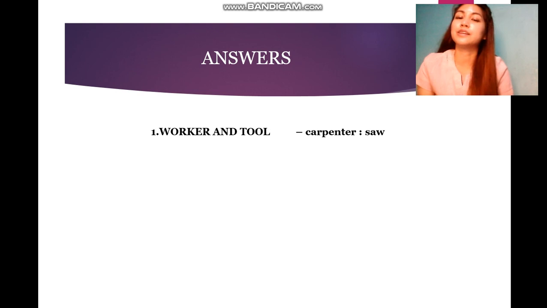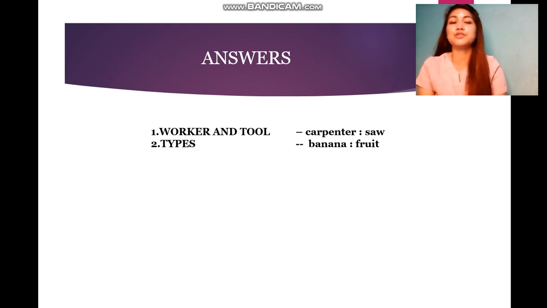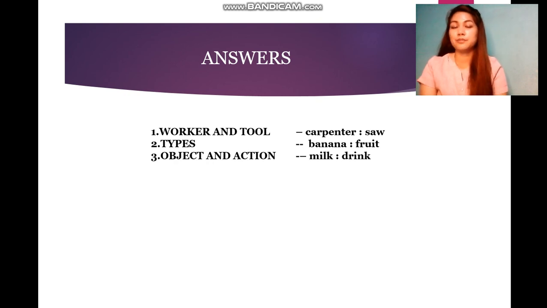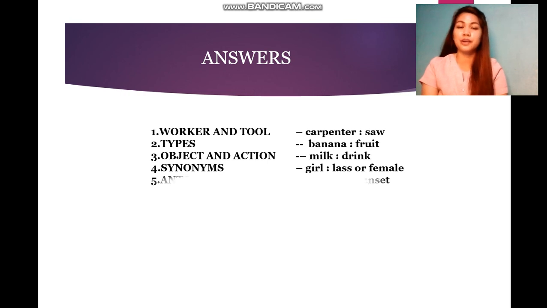Okay, it's time to check the answers. Number 1, the given type is worker and tool. The answer is carpenter is to saw. Here we have types. The answer is banana is to fruit. Number 3, object and action. You have milk is to drink. Number 4, synonyms. We have girl, lass, or female. Did you get the correct answer there? Okay.